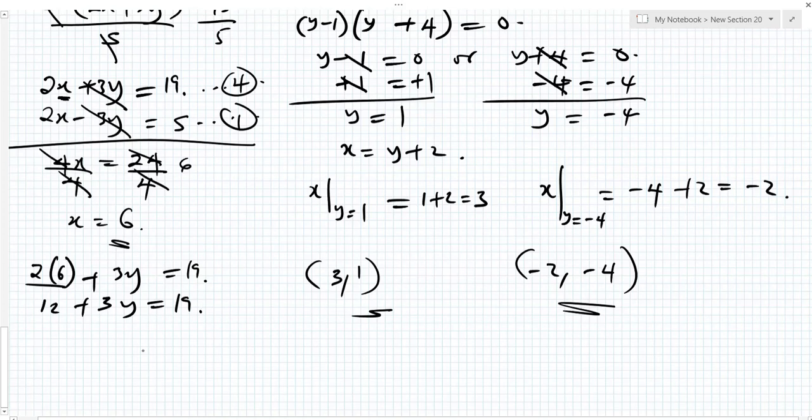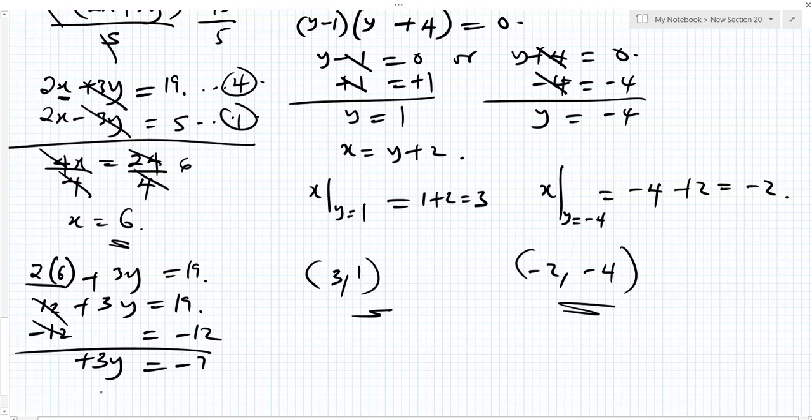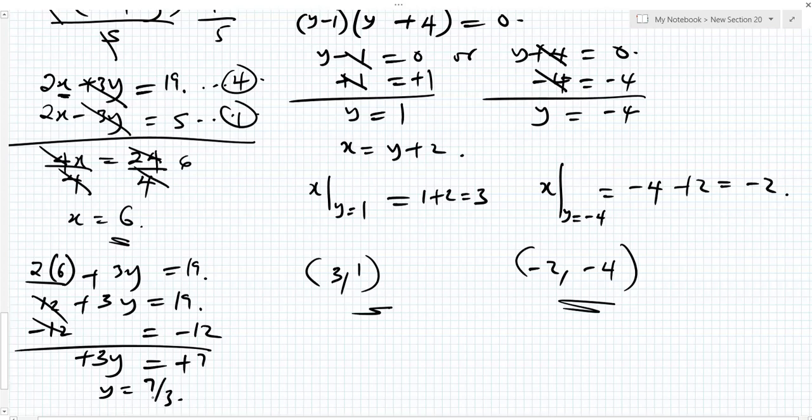Now if you add minus 12 to both sides, this one will cancel out. You now have plus 3y equal to, this one will give you minus 7. So y is equal to, sorry, this will give you plus 7. y is equal to 7 over 3.